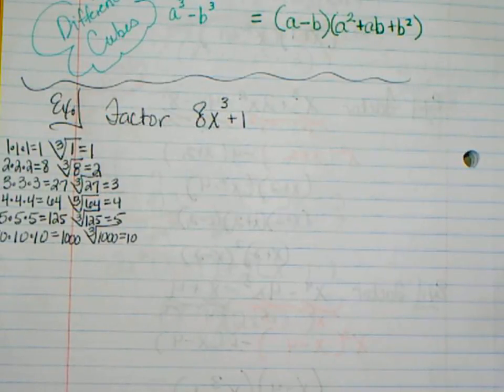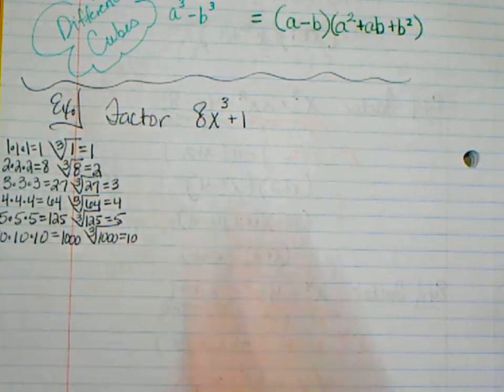All right, so memorize those. 1, 8, 27, 64, 125, and 1,000. Are those the only perfect cubes in the universe? No, those are just really common ones that you need to know without a calculator. Okay, so back to my problem. Is 8x cubed a perfect cube?